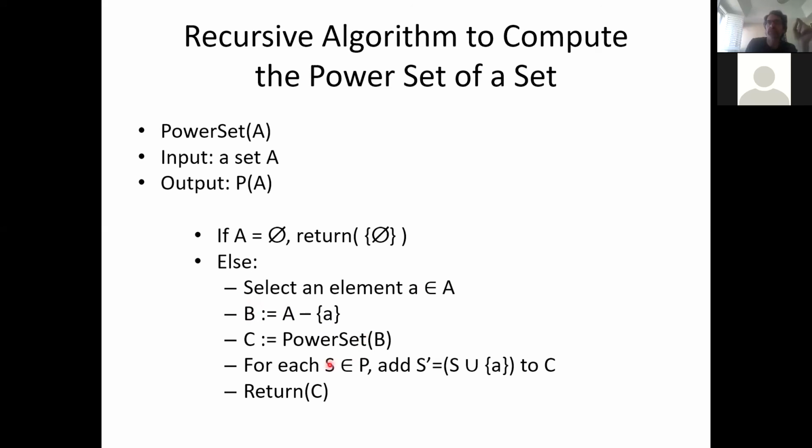For every element in this power set, in other words, every S that is some subset of B, I'm going to extend that subset by adding the little a into it. This will form a new subset, namely the subset of B with the little a added, and I'll add it to my set of subsets. And that's it. Oh, sorry, this is supposed to be the capital C. Yeah, and now just return that.